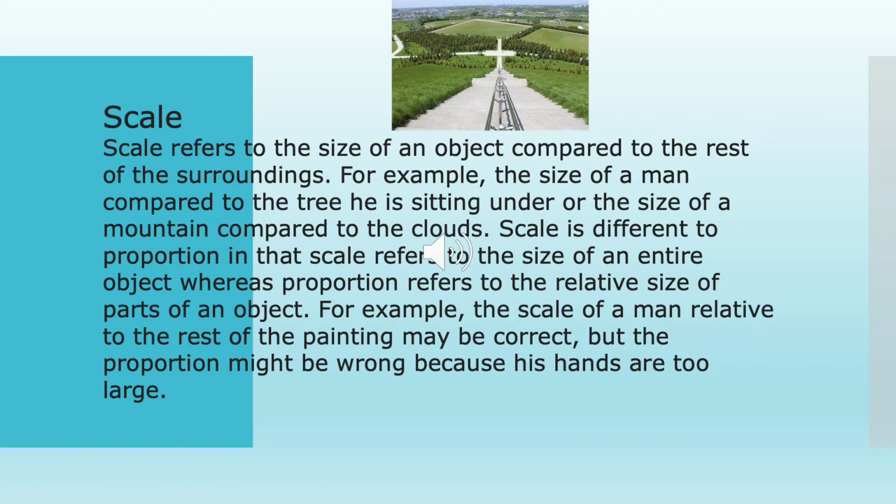Scale. Scale refers to the size of an object compared to the rest of the surroundings. For example, the size of a man compared to the tree he is sitting under, or the size of the mountain compared to the clouds. Scale is different to proportion in that scale refers to the size of an entire object, whereas proportion refers to the relative size of parts of an object. For example, the scale of a man relative to the rest of the painting may be correct, but the proportion might be wrong because his hands are too large.